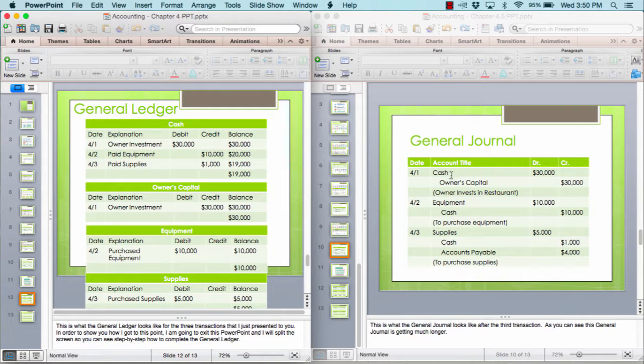And as you can see, it affected various accounts within the accounting equation. We have the cash account, the owner's capital account, the equipment, we have cash again, we have supplies, and then we have cash again, and accounts payable. And so what we're going to be doing in order to transfer it to a general ledger, we are going to be separating all the transactions that are similar to one account and placing them into one account here. Okay? And eventually when we do that, we are going to get this result.